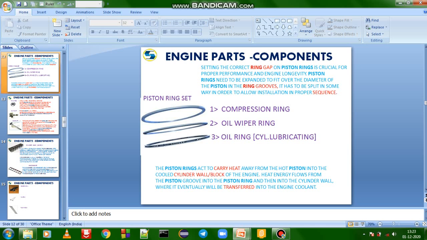The piston rings act to carry heat away from the hot piston into the cooled cylinder wall or block of the engine. Heat energy flows from the piston groove into the piston ring and then into the cylinder wall, where it eventually will be transferred into the engine coolant.